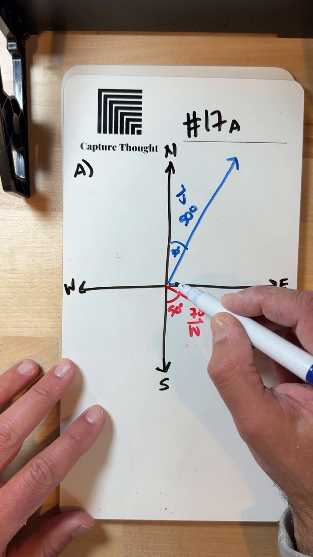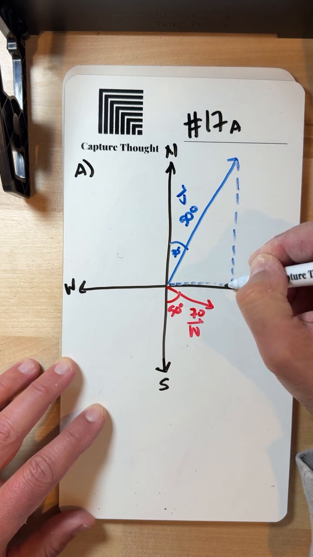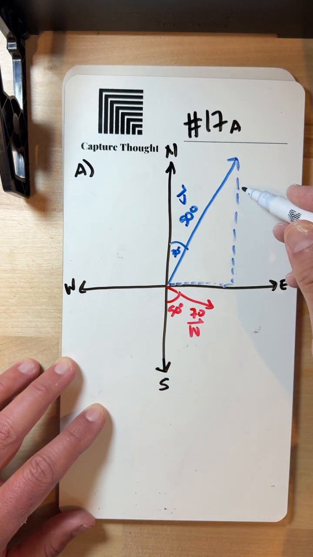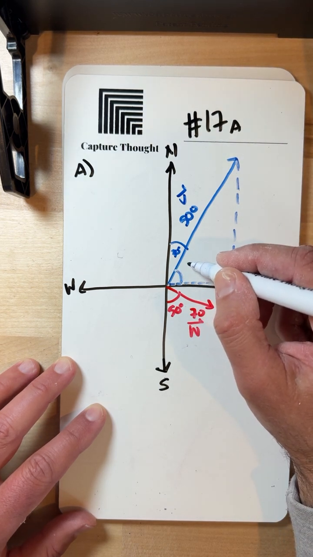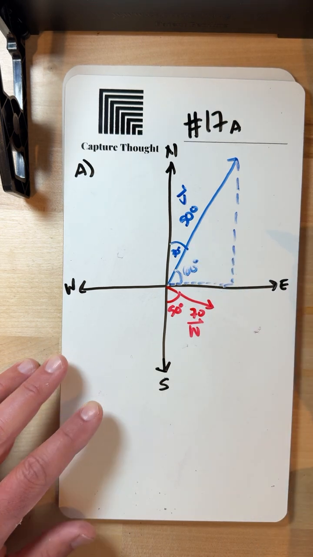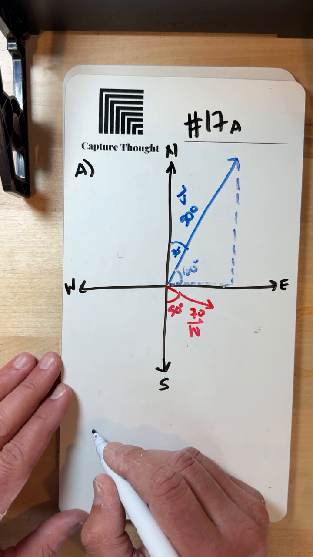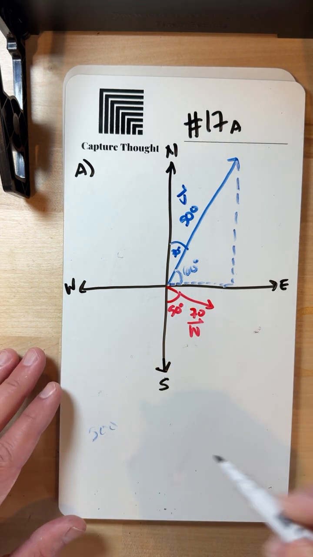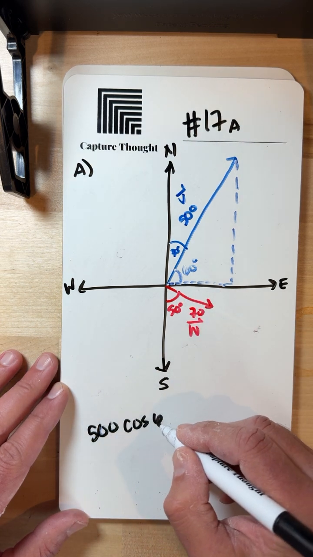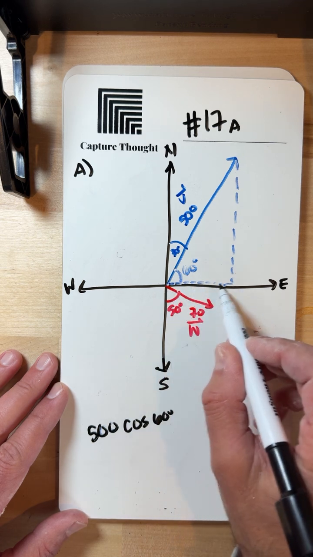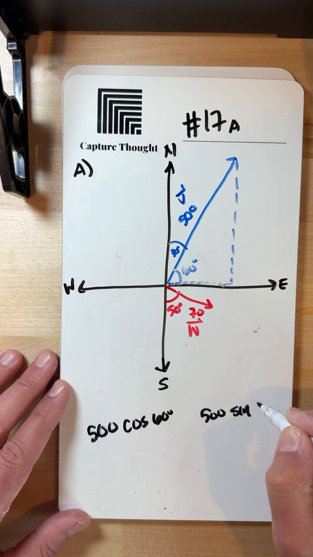So that means that this blue right triangle has an x component in this direction and a y component in that direction. And we know that this angle has to be 60 degrees since this one was 30. So we can represent that as 500 times the cosine of 60 degrees. That represents this distance here. Likewise, we can do that here, and that would be 500 times the sine of 60 degrees.